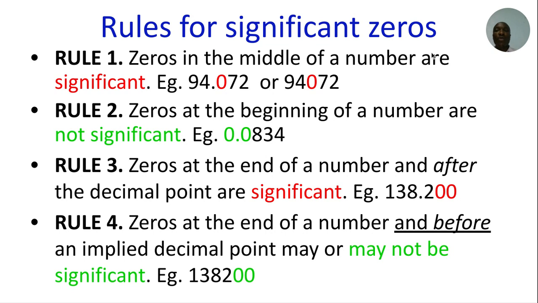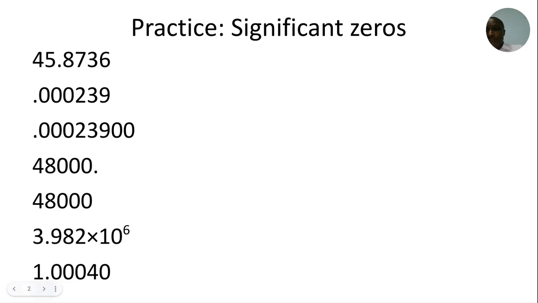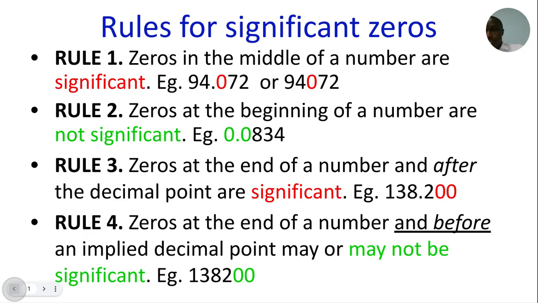Alright, let's go through rule number one. Rule number one talks about the zeros in between numbers. For example, we have 94.072. We have a zero between other numbers, so this is significant. We have 94072. It is also significant. So in this case, that means we have 5 significant numbers. Here we also have 5 significant numbers.